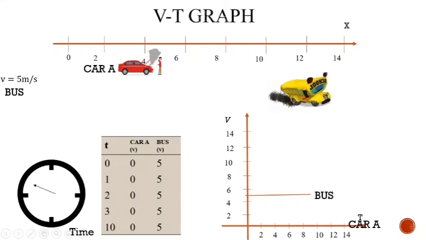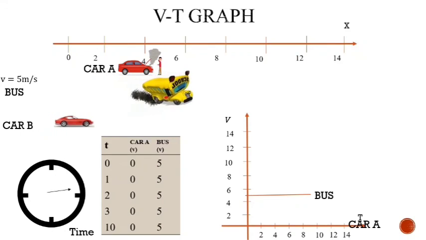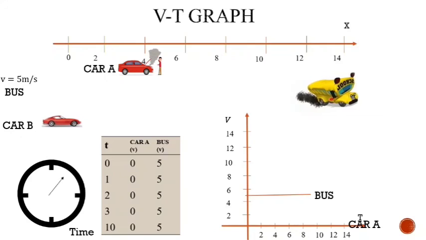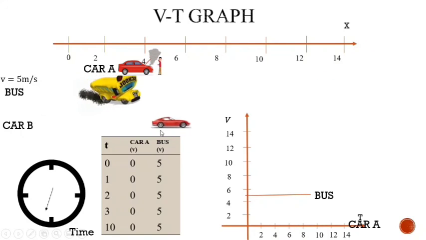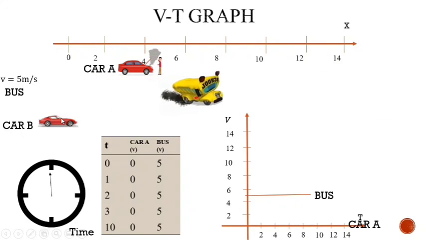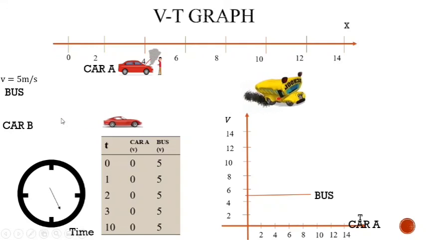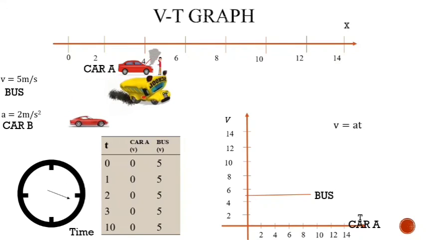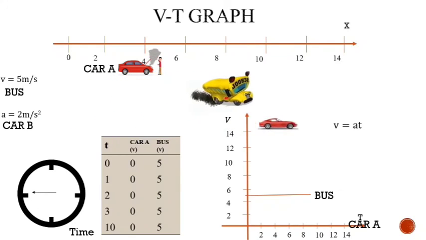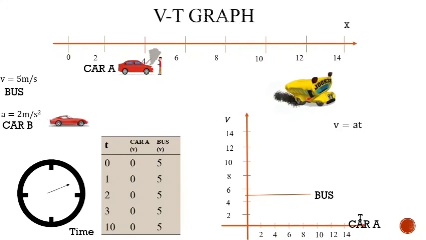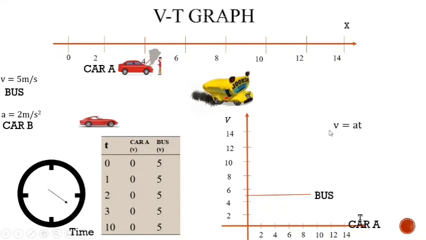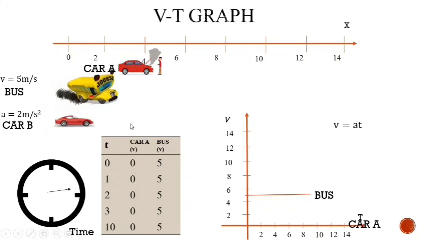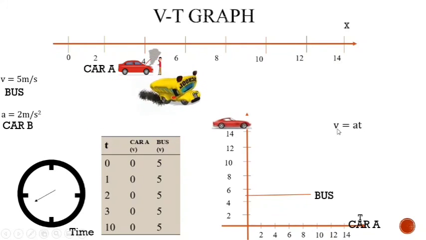For example, this bus. What if the object is moving with an accelerated motion? For example, this car B is moving with an accelerated motion. The initial velocity of the car is 0, and for such motion we can use the first equation of motion, that is v equal to u plus at. Here initial velocity u is 0, that is why this formula will become v equal to at. Here acceleration is given, that is 2 meters per second square. For different times there will be different velocities.